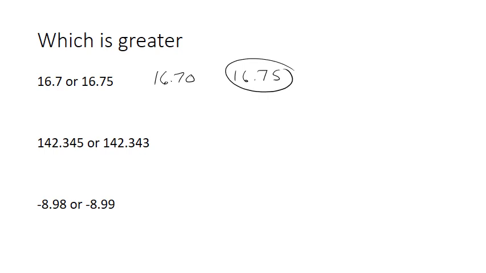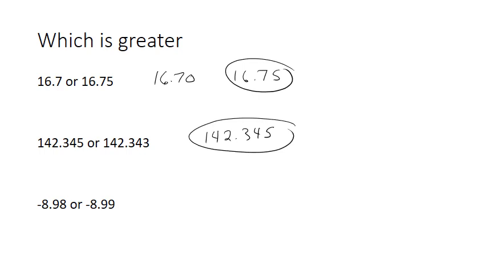If I do the same with the second number, to compare, the first number is 142 and 345 thousandths. The second number is 142 and 343 thousandths. 345 thousandths is bigger than 343 thousandths. So the bigger number is 142.345. Third number. Now we have to be careful with these because we have negatives.